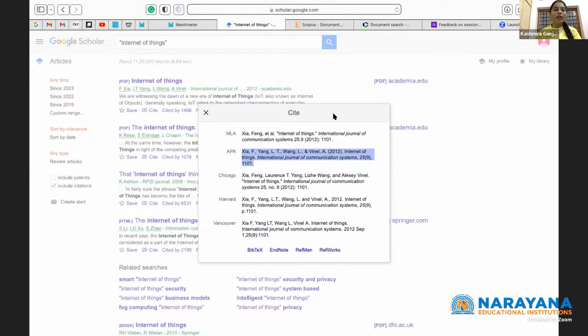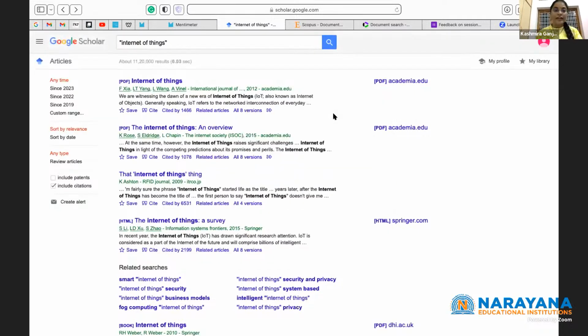The Google Scholar database is very user friendly for all research scholars. You can also create your own profile if you are conducting research on a specific topic, and you can save all your references on that topic in your profile.